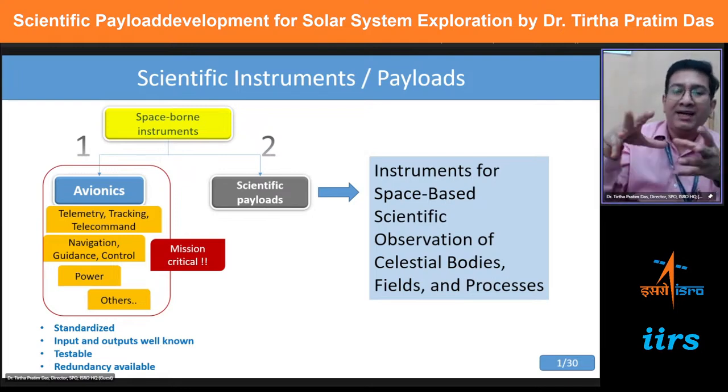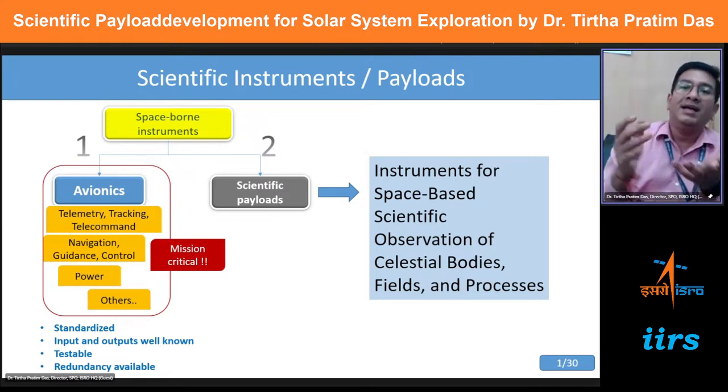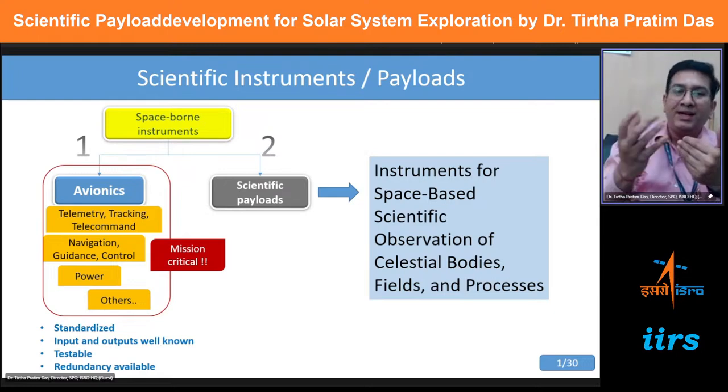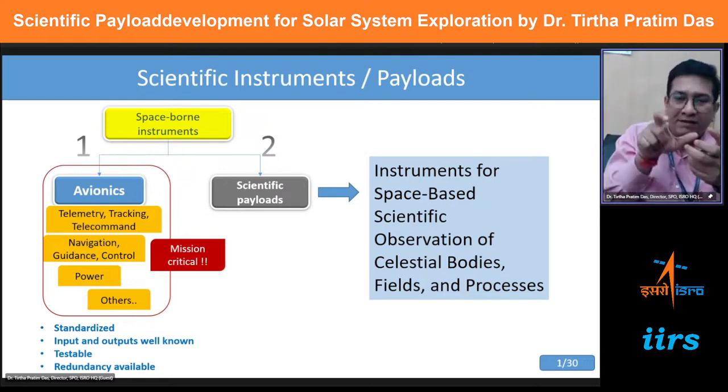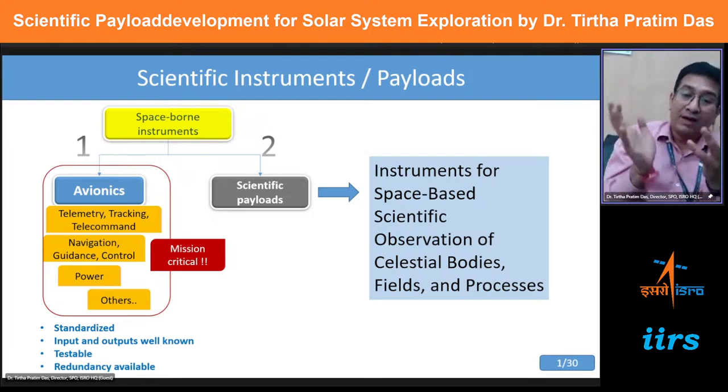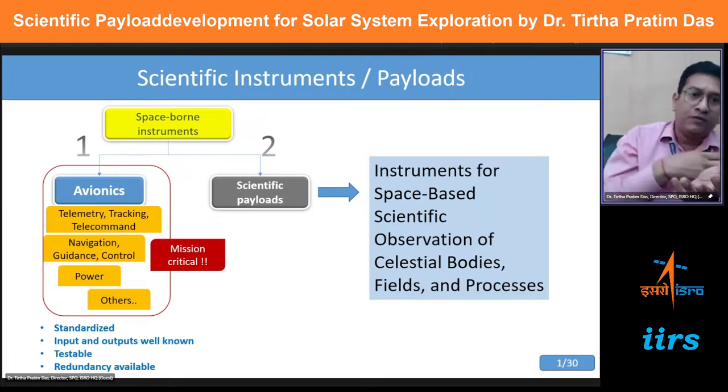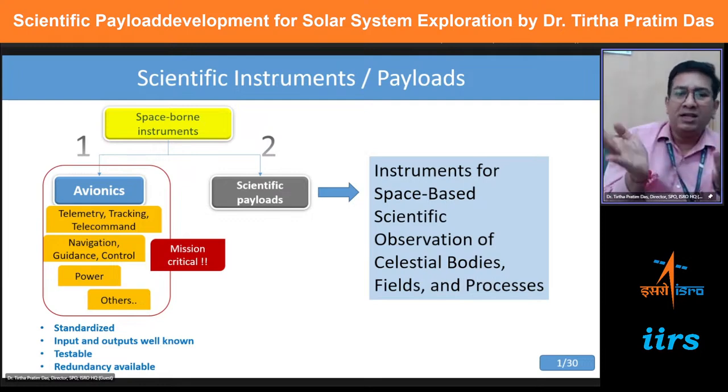Suppose we know in the navigation guidance control system, the inputs should come from the gyros or the accelerometers. So how much is the voltage level which should come at the input, and what the instrument should do, what should be the output of the instrument, all these things are known. And they're very much testable. And in many of the cases, redundancy is available.